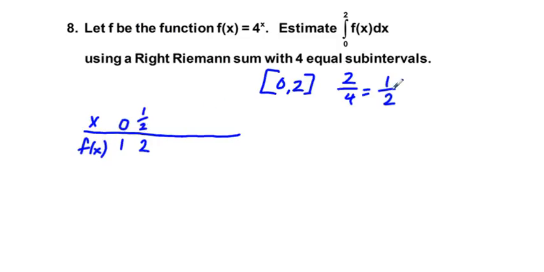Next, using the rectangle size of 1/2, we're going to have x equals 1. Well, 4 to the first power is 4. Next, we have 1 and 1/2, or 3 over 2, and that's going to be like the square root of 4, but cubed. So what is the square root of 4? 2, and 2 cubed is 8. And finally, at x equals 2, we have 4 squared, which is 16.